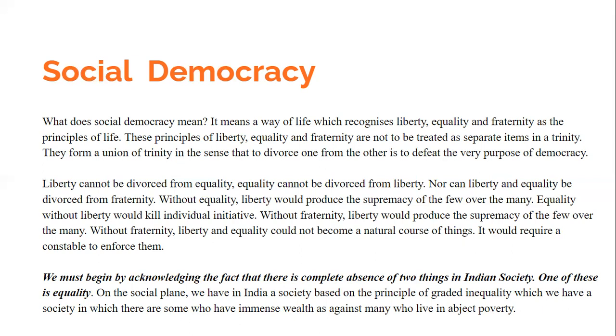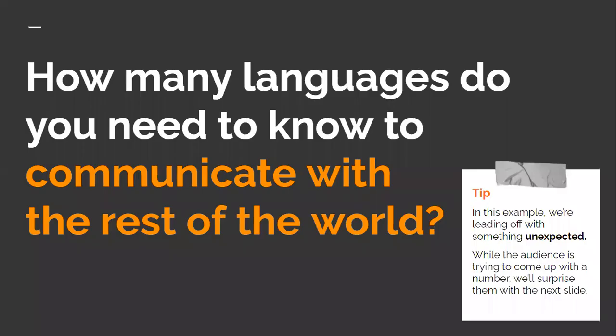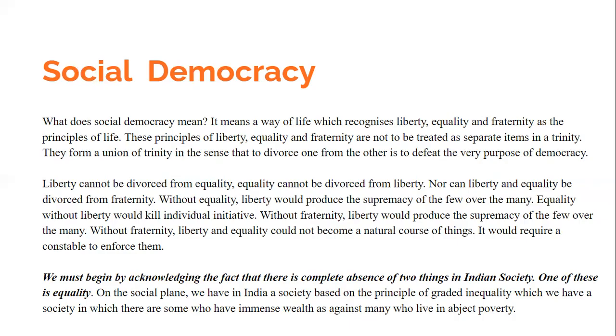So we must begin by acknowledging the fact that, as he said, there is a complete absence of two things in Indian society. One of these is equality. On the social plane, we have in India a society based on graded inequality, the caste system. That is what he was talking about. Graded inequality, the caste system which we have in society, with very few people having immense wealth and most of the people living in abject poverty. So if we want to remove that, we need to bring in social equality, social democracy.